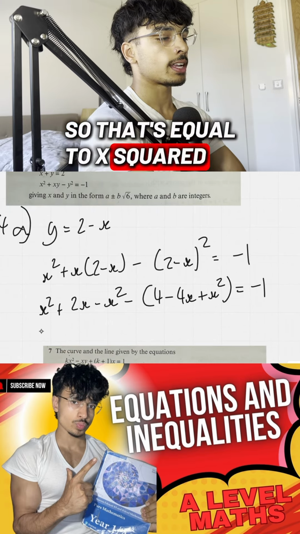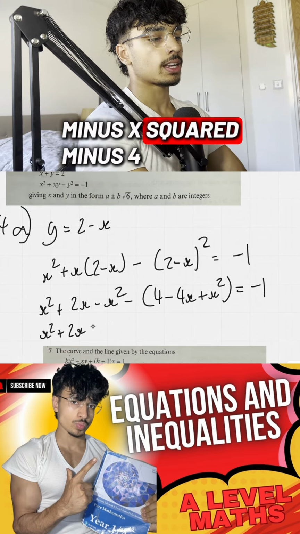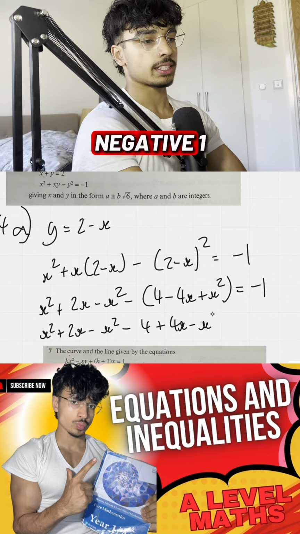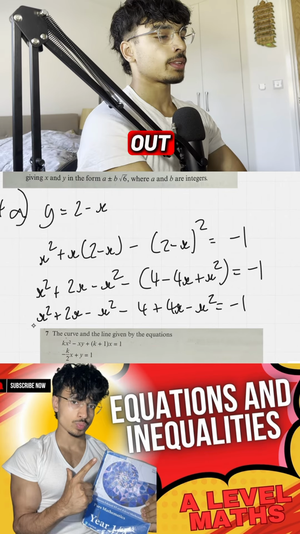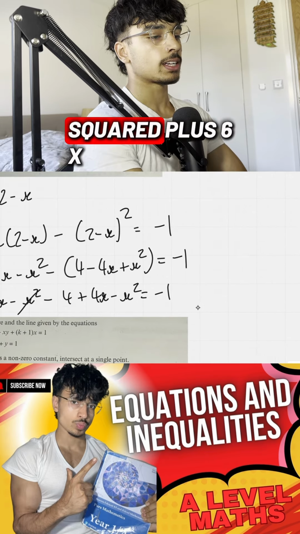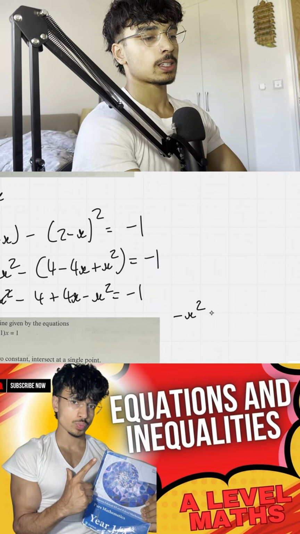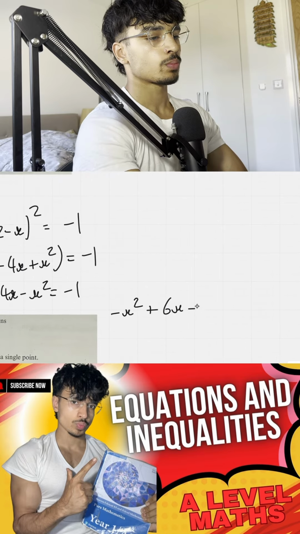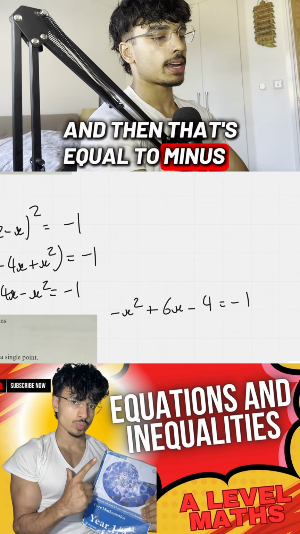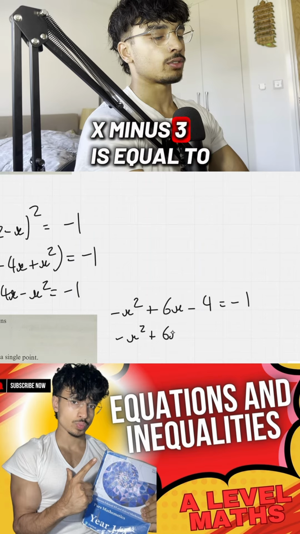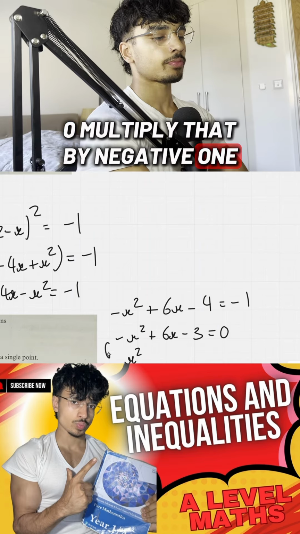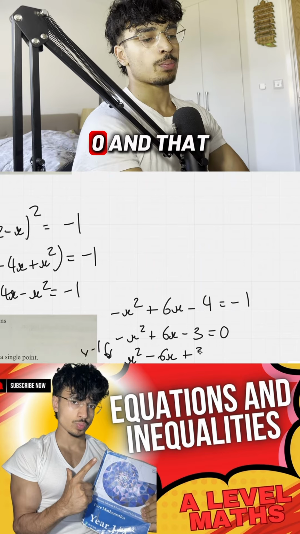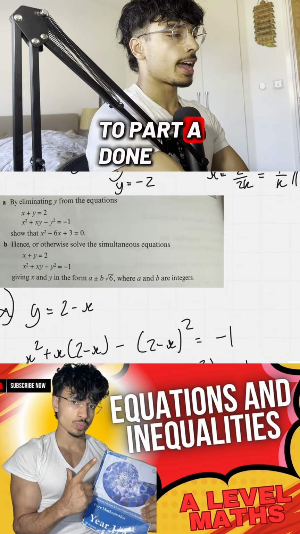So that's equal to x squared plus 2x minus x squared minus 4 plus 4x minus x squared is equal to negative 1. Okay, now the x squareds cancel out, so we essentially get minus x squared plus 6x, and then what do we get as the number? We get minus 4 is equal to negative 1, and then that's equal to minus x squared plus 6x minus 3 is equal to 0. Multiply that by negative 1. We get x squared minus 6x plus 3 is equal to 0. And that, ladies and gentlemen, is your answer to part A done.